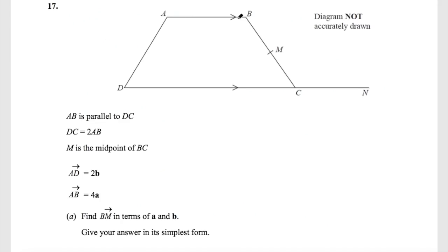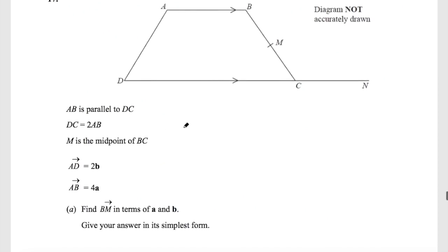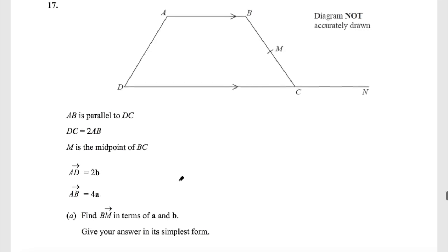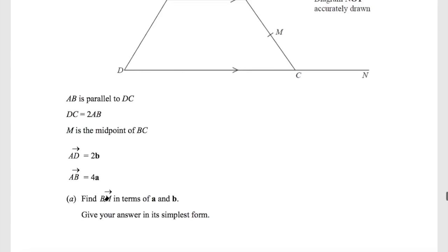Question 17 gives us a diagram, and it says AB is parallel to DC. DC is 2 lots of AB. M is the midpoint of BC. The vector AD equals 2b. The vector AB equals 4a. And part A says find the vector BM in terms of a and b. Give your answer in its simplest form.